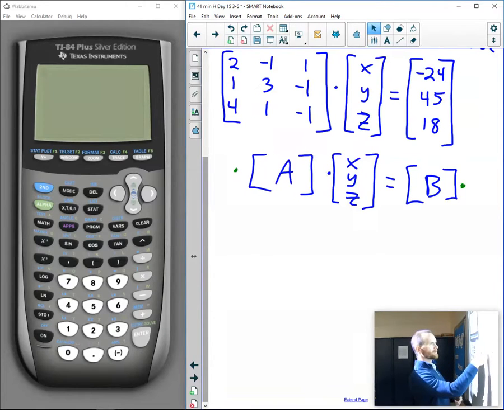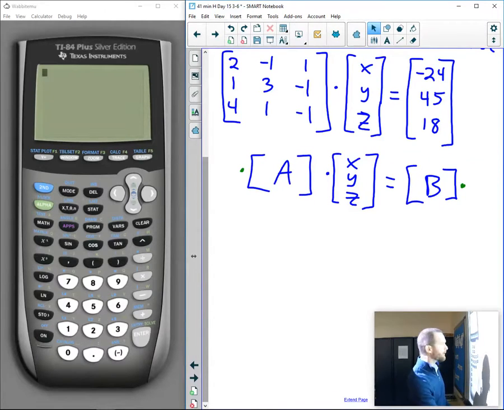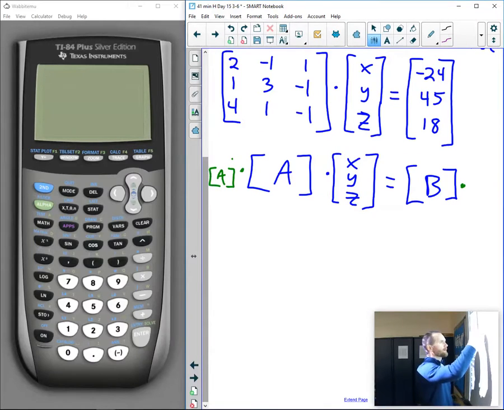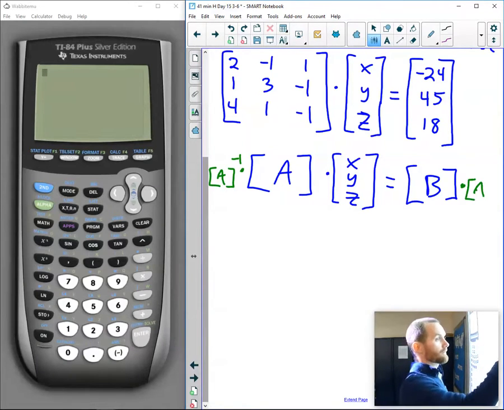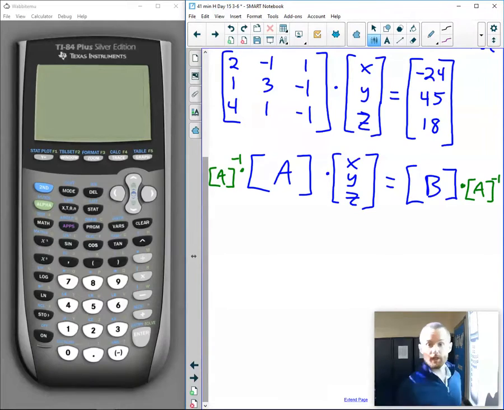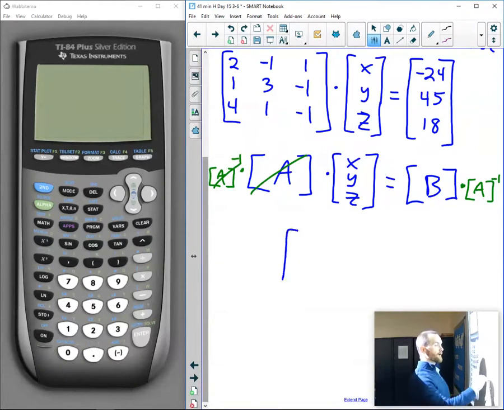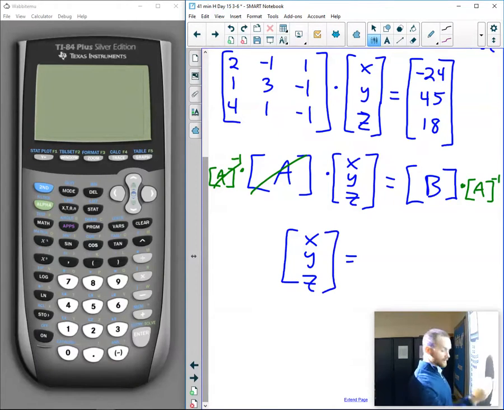Can I scroll this over a little bit? Yeah, that's a little better. So we can multiply both sides by the inverse of A. So our A matrix inverse, not to the -1, that's the inverse of matrix A. And if we do it on the other side, then we'll be good, because that will cancel out the matrix, and we'll be left with our variable matrix of X, Y, and Z, and we should be able to get our answer. So let's see how we can do that in a graphing calculator.